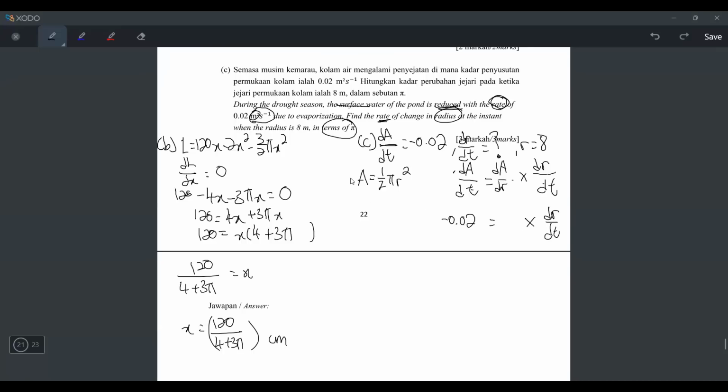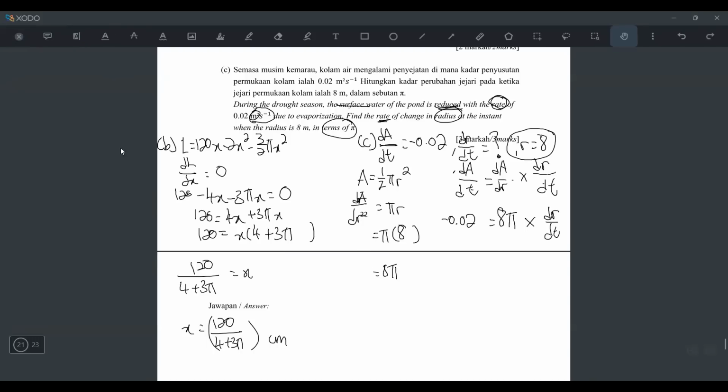I will differentiate this equation. A lot of students will make this mistake. They will try to substitute the 8 inside like this: 1/2 pi 8 square. That is wrong. You cannot substitute now. You differentiate first, then substitute. Not substitute first. So remember that you differentiate first. 2 times 1/2 is 1, so you don't have to write it. And then the power has to minus 1, so pi r. And now only you substitute 8. So now you get 8 pi. So now you know dA/dr is 8 pi, now only you put it inside like this. This is the correct method.